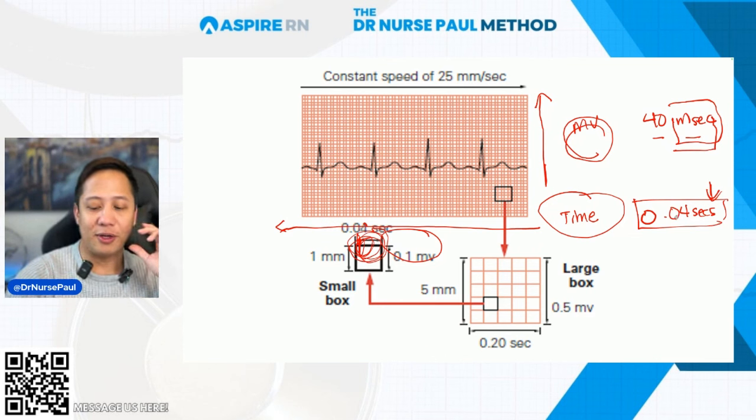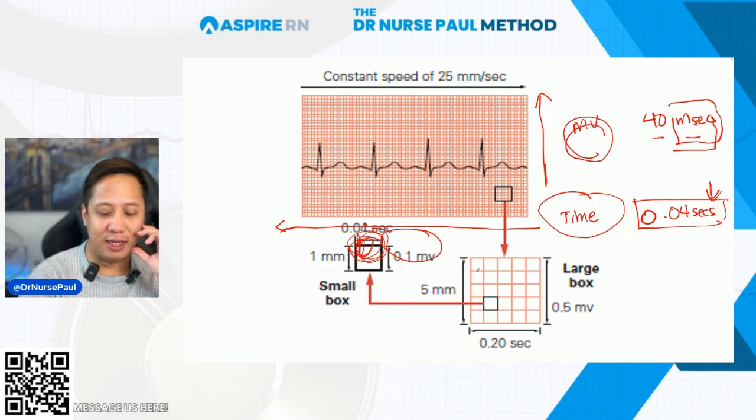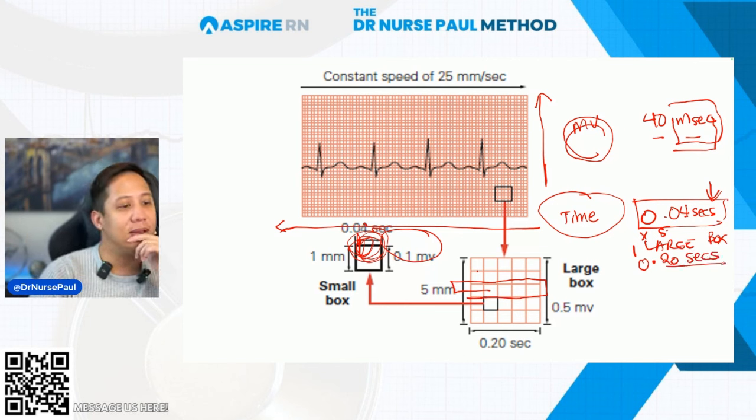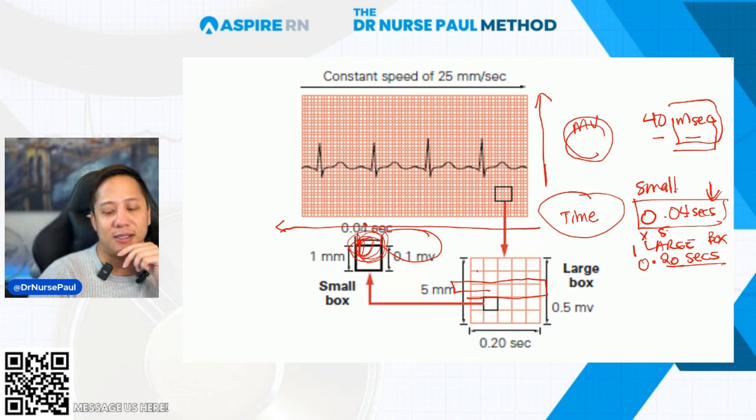Now, 0.04 seconds. You see five small boxes right there? Five small boxes make one large box. Four times five is what? 0.20 seconds. You got it? So a small box is 0.04 seconds, and five small boxes is one large box, 0.20 seconds. Let's recap, because we're going to be counting this later.